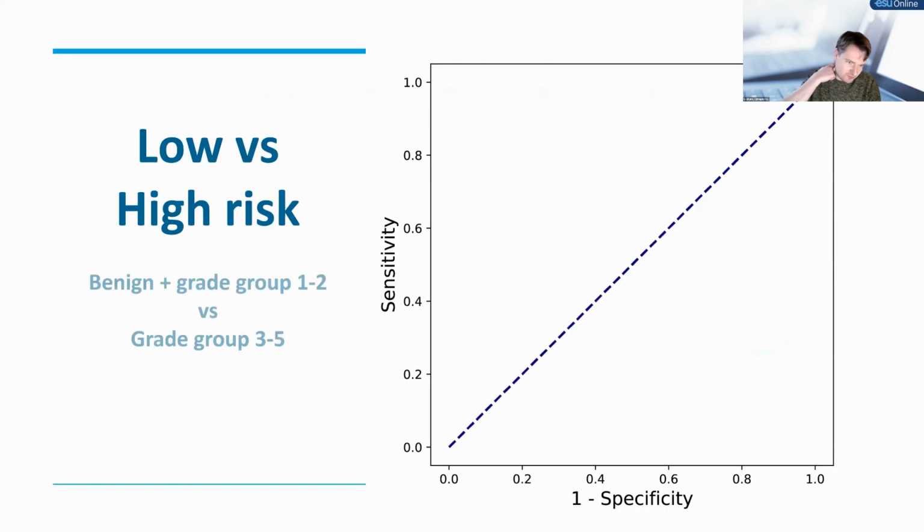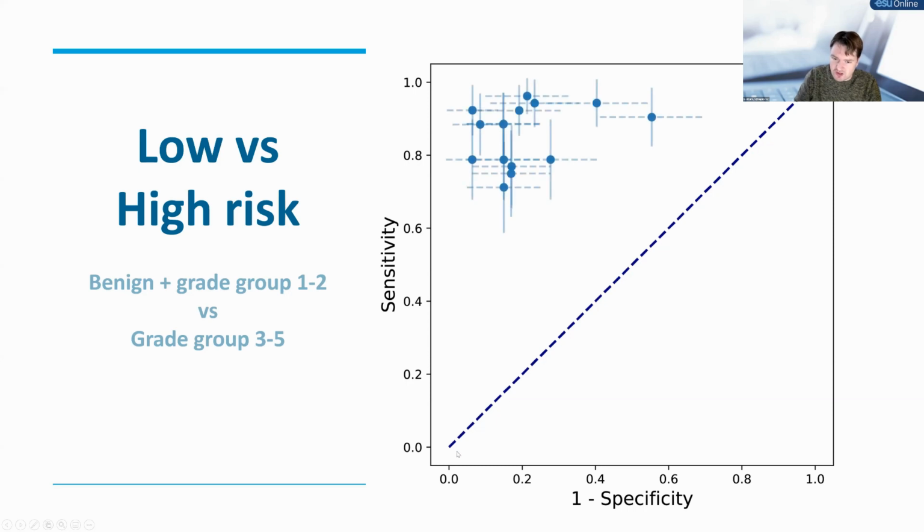Of course, we also looked at meaningful clinical endpoints. In the paper, we looked at different partitions. We looked at benign versus cancer, benign plus grade group 1 versus the rest, and benign versus grade group 1 and 2 versus grade group 3 to 5, which is what I'm showing here. If we look at our experienced pathologists, these are the dark blue dots again. And then we can also plot our AI system, which provides a continuous output, in an ROC analysis. And you can see that it's pretty much in the middle of the experienced pathologists.